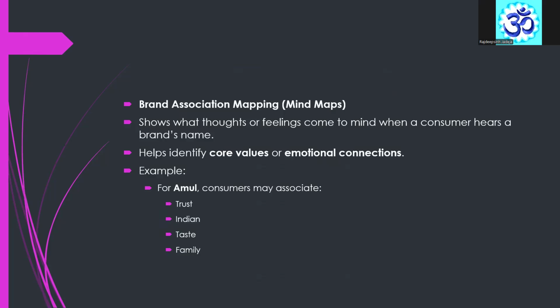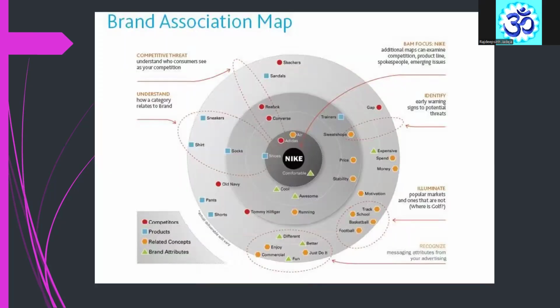Next is brand association mapping, which includes mind maps. It shows what thoughts or feelings come to mind when a consumer hears a brand name. It helps identify core values and emotional connections. For example, for Amul, consumers may associate Amul with trust. It is Indian, it tastes good, and it is a family brand, because milk is consumed in a family, so it is a family brand.